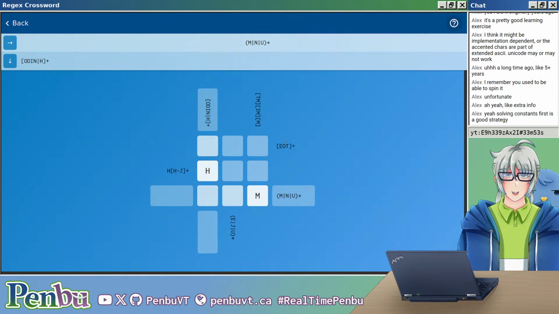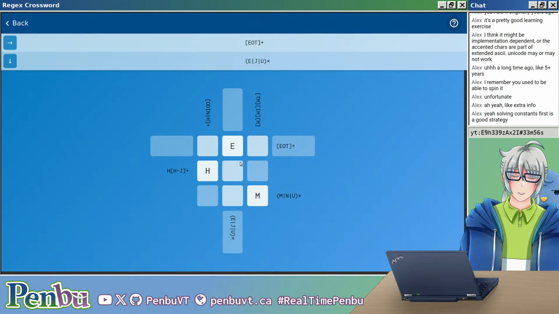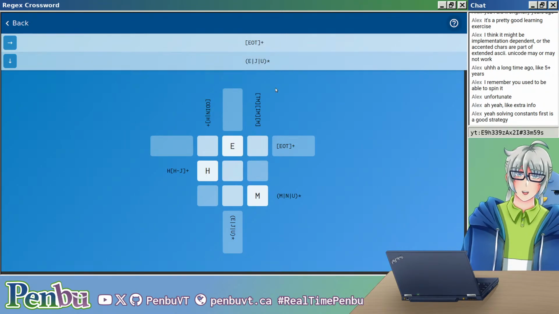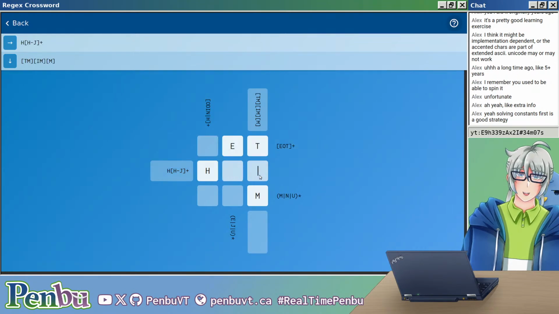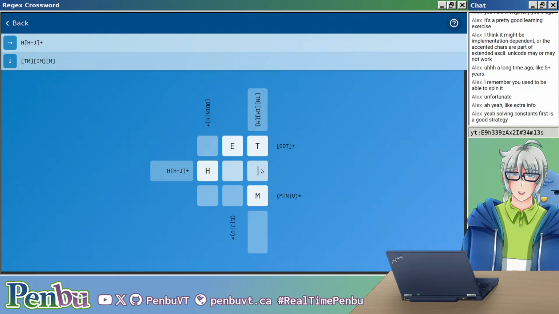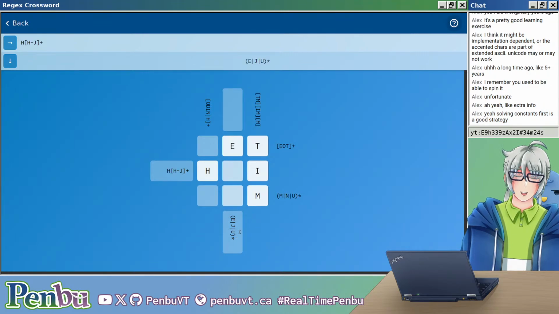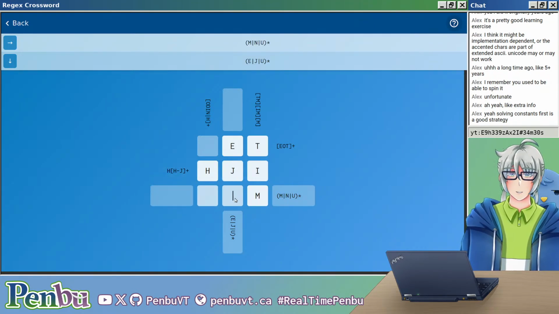This is either an EJU, this is EOT, so this has to be an E because it's the only overlap. And then between here, we have to start with a T or an M. The only overlap there is a T. And then H to J, with the second character either an I or an M. The only overlap is I. So that column is done. And then here, E, J, or U. And we have to overlap with H and J, so I think that's just J. And then the overlap here is just a U.